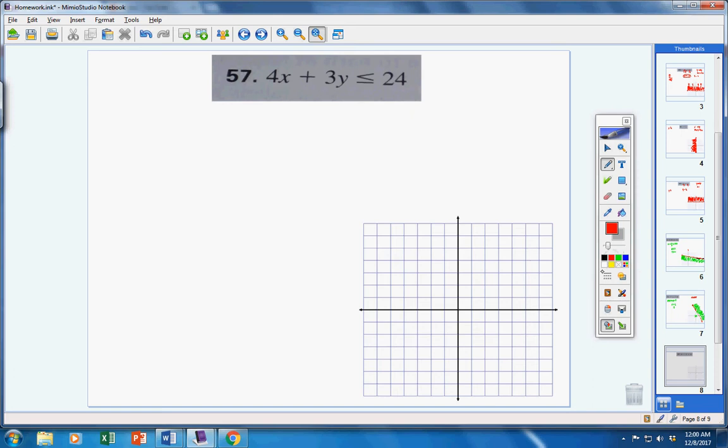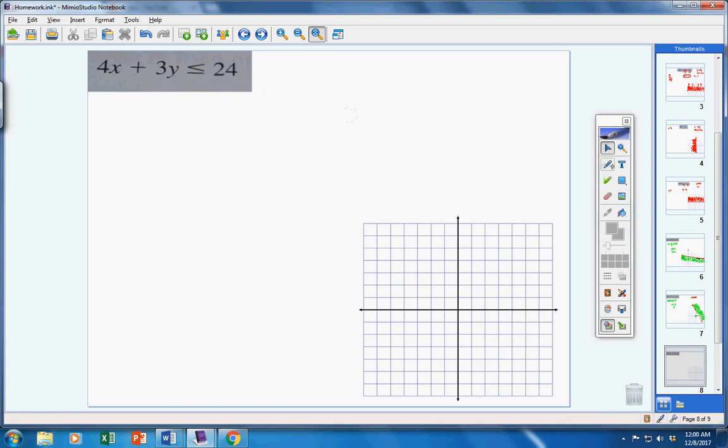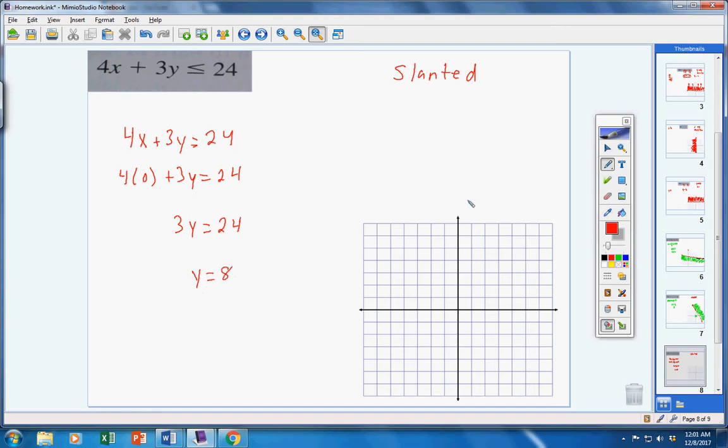Okay, students, right away we notice we have an x and y inequality. So we know we're going to have a slanted line. So let's pretend we have an equal sign, even though we don't. Okay? So when the x is, I'm going to substitute a 0 to find the y-intercept. 4 times 0 is 0. 0 plus 3y is 3y. 3y equals 24. Divide by 3. And y equals 8. So that point would be up here.